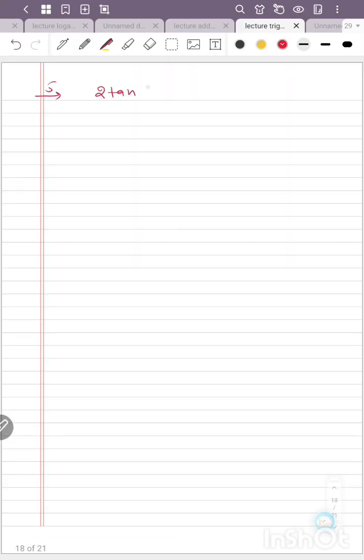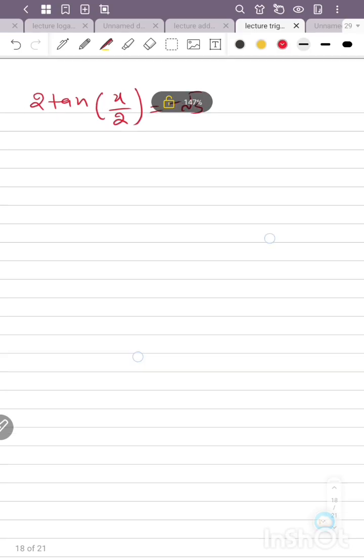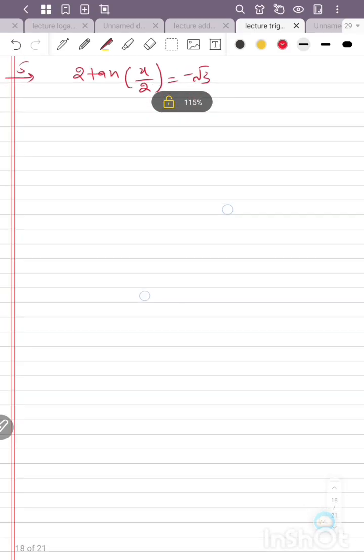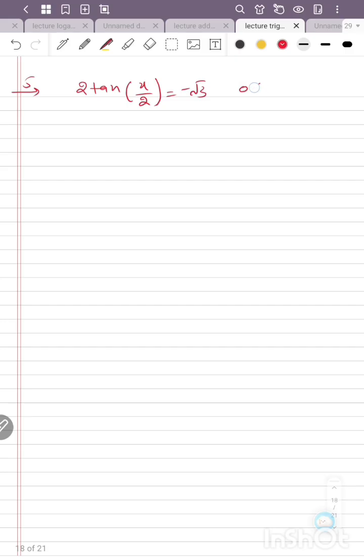tan(x by 2) equals minus square root 3. How to deal with this question? Just write its limit also: 0 less than or equal to x, x less than or equal to 500. How to deal with this interval? Because here there is x by 2, you write it here, x by 2, 500 divided by 2, we get 250. Hopefully dear friend, you have understood the intervals.